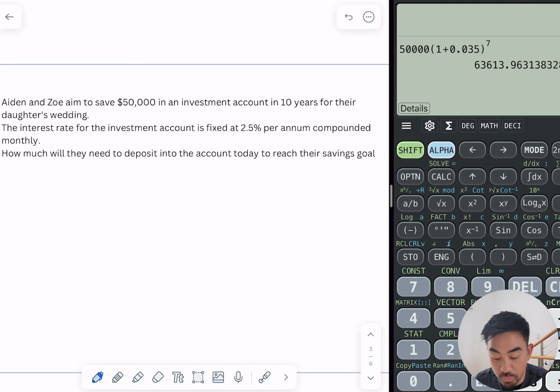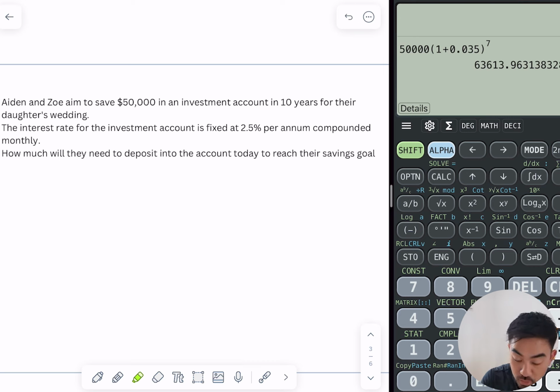Okay, let's look at this next question. It says Aiden and Zoe plan to save $50,000 in an investment account in 10 years for their daughter's wedding. The interest rate for the investment account is fixed at 2.5% compounded monthly. How much will they need to deposit in the account today to reach their savings goal? All right, so a fair bit of information here. I'm just going to highlight some important bits.